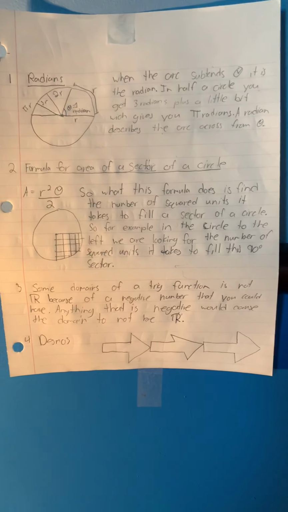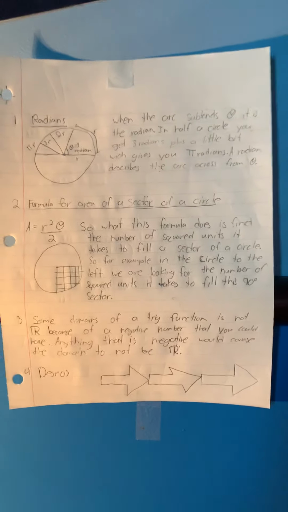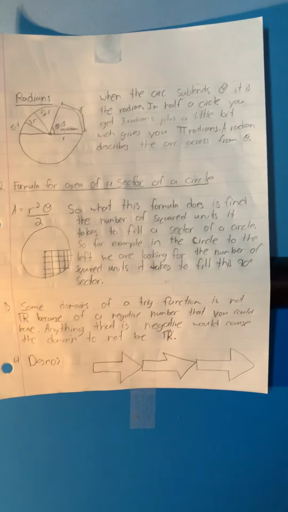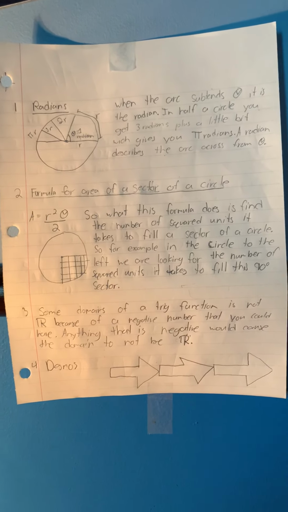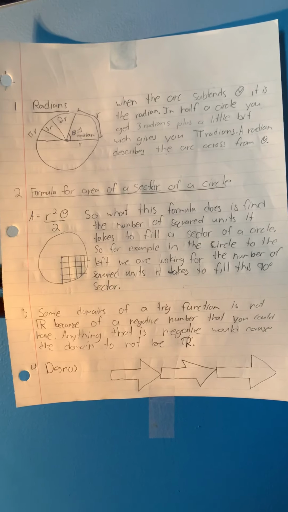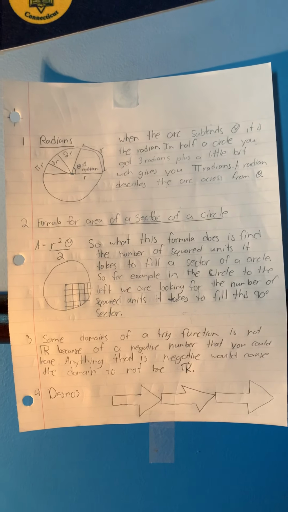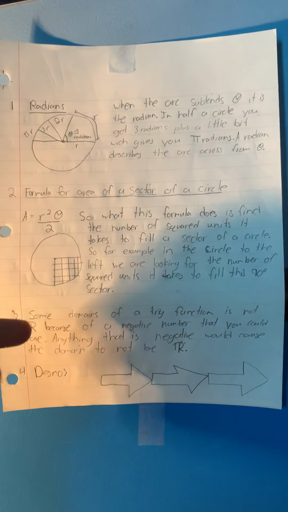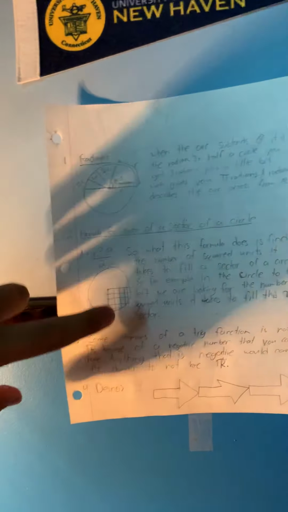For number 2, we're explaining the formula for the area of a sector of a circle. So the formula would be area equals radius squared theta over 2. What this formula does is find the number of squared units it takes to fill a sector of a circle. For example, in the circle to the left here, we are looking for the number of squared units it takes to fill up the 90-degree sector.